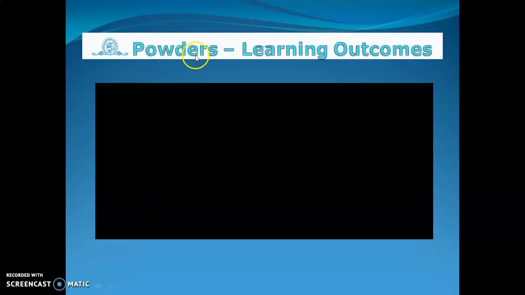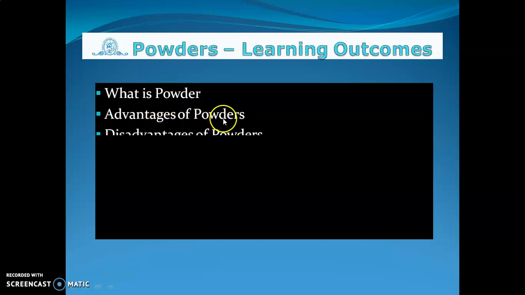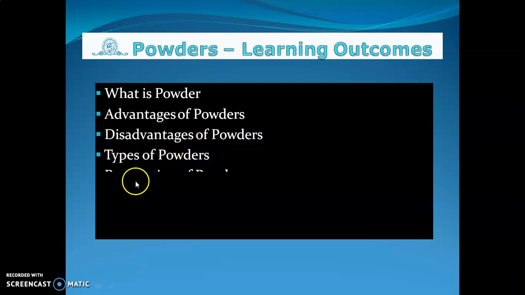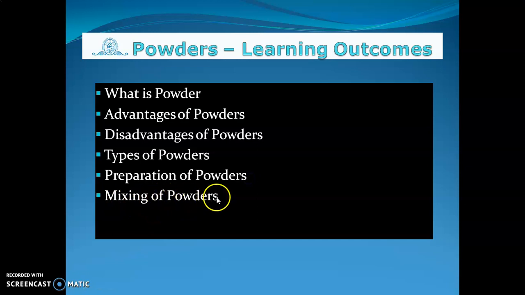Next, the learning outcomes from the chapter powders are: what is powder, advantages of powders, disadvantages of powders, types of powders, preparation of powders, mixing of powders, and last, packing of powders.